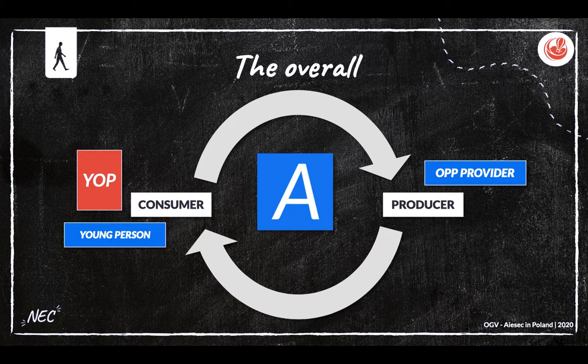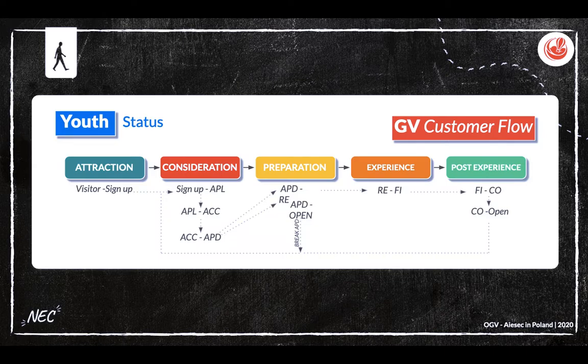So ISAC in the end doesn't really create the opportunity itself. They are not responsible for providing the opportunity for the exchange. We have someone producing this, the opportunity provider, and then we have our consumer. So ISAC works as a bridge connecting the consumer and the producer. So it's very important to keep in mind that we have two customers, the young person and the opportunity provider. So here is how our flow looks like.